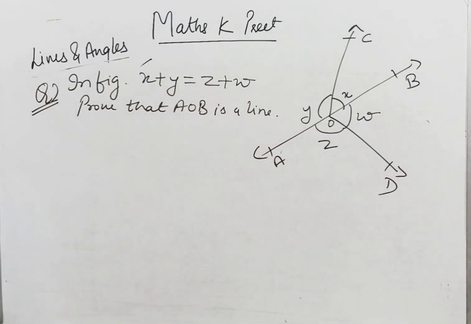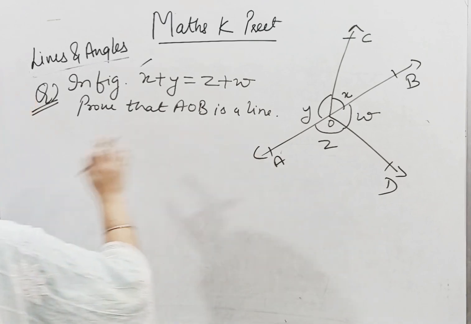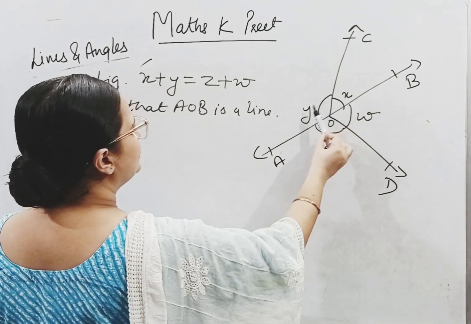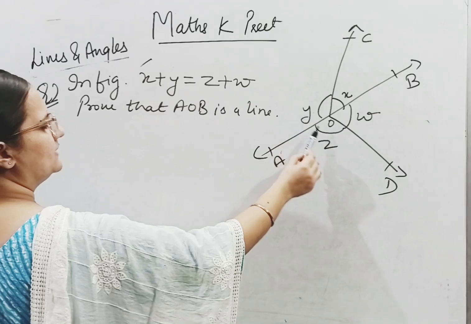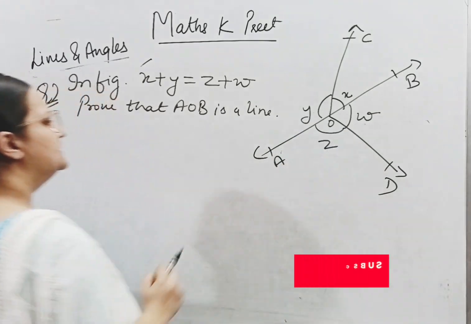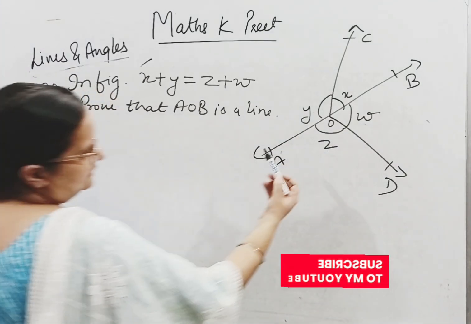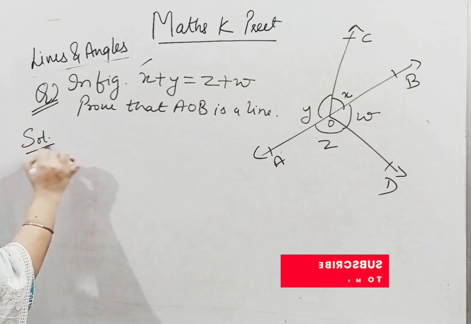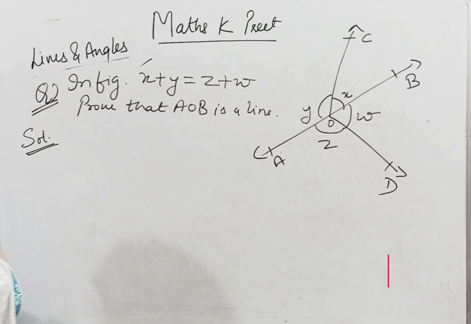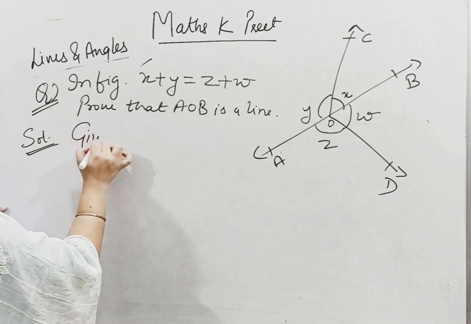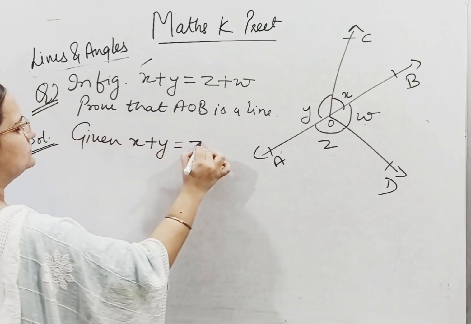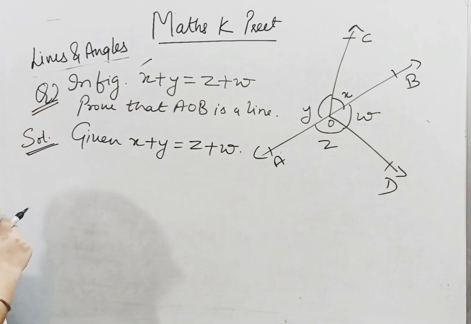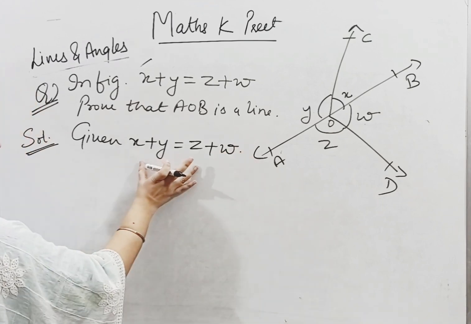So this is the next question. This is the given figure, and the question says that the sum of these two angles x plus y is equal to the sum of w plus z, and we have to prove that AOB is a line. When we have to prove that AOB is a line, we have to make use of the linear angle sum property concept or linear angle axiom. So here, given x plus y is equal to z plus w. Nothing else we have, we just have this in our hands.